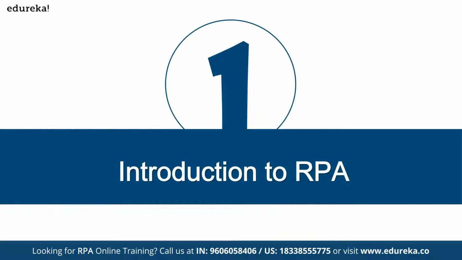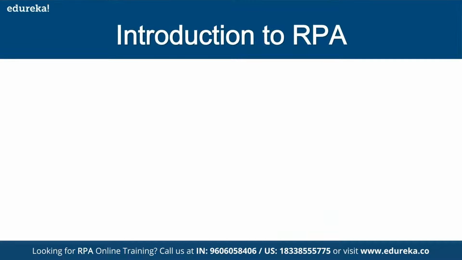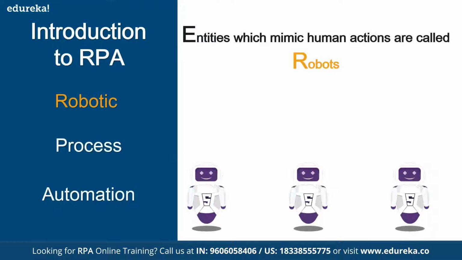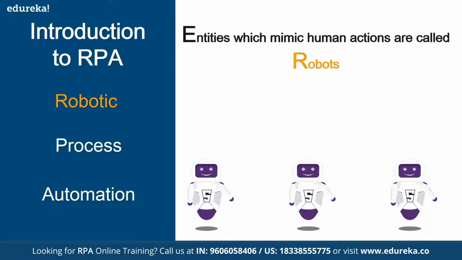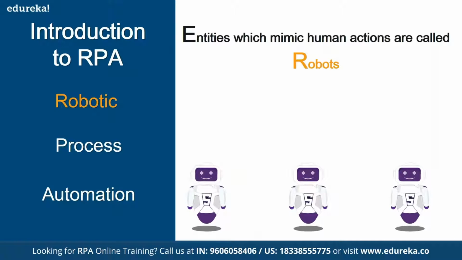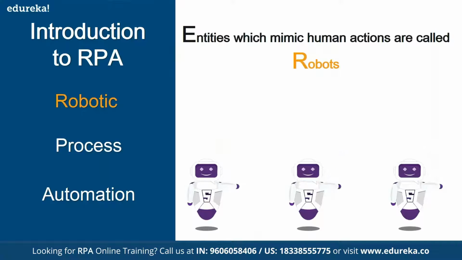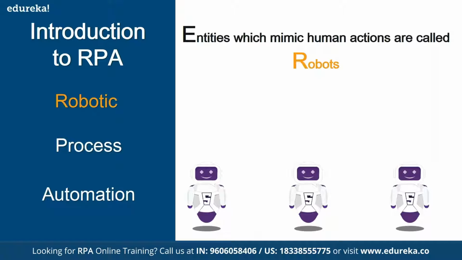RPA stands for Robotic Process Automation. Let's divide this into three different words: robotic, process, and automation. So what is a robot? Let's not talk about robotic; let's divide this as a robot. So what is a robot?